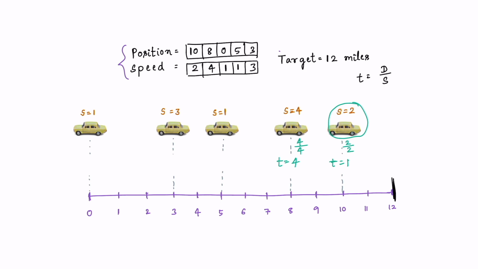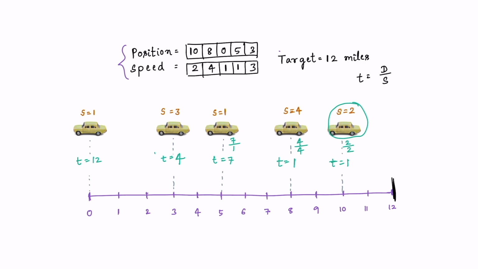Similarly, for a car at position 5, it's 7 miles from the destination and moving at a speed of 1 mile per hour, so the time it takes will be 7 hours. Similarly, the time it takes for the car at position 3 will be 12 divided by 3, which is 4 hours. And the time it takes for the car at position 0 will be 12 divided by 1, so 12 hours. Oh, sorry, this is 1 hour, not 4 hours, because the distance to destination is 4 miles and this car is moving at 4 miles per hour. So the time it takes to get to destination, assuming there is no car in front, will be 1 hour.